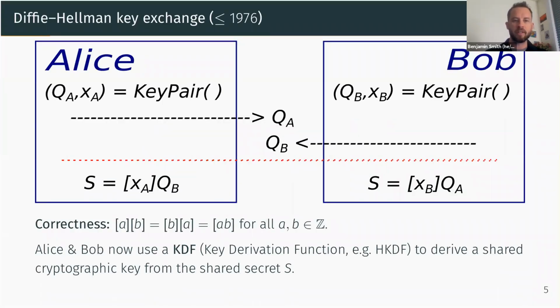And the protocol works like this. Alice generates her key pair: public key Q, private key X, X being the scalar, where P times X_A will give you Q_A.